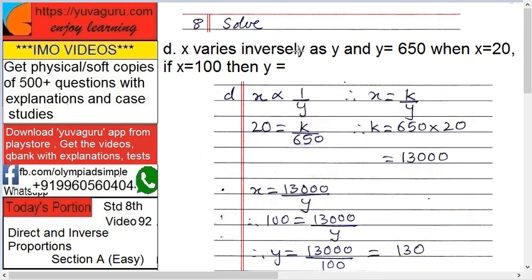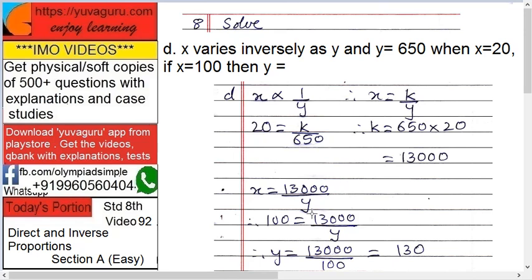Next, x varies inversely as y and y equals 650 when x equals 20. If x equals 100, then y equals what? Similar problem, x varies inversely, proportional to 1 upon y. Inversely means 1 upon, okay. So x equals k upon y, k constant. So 20 and 650, y 650, x 20. 20 equals k upon 650, right? So k equals 650 into 20, 13,000.